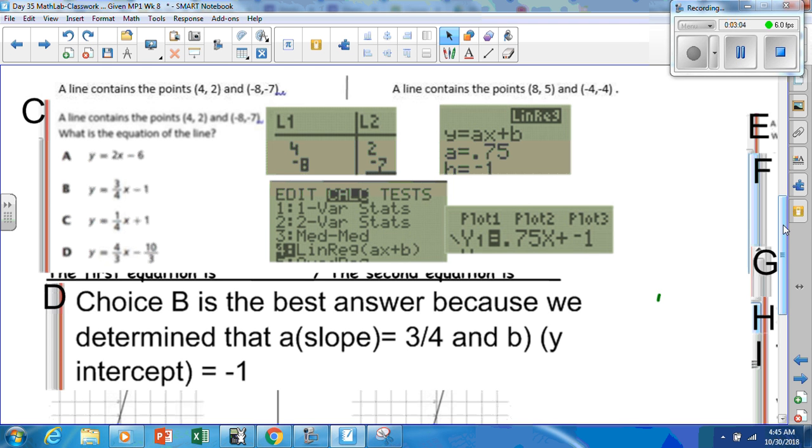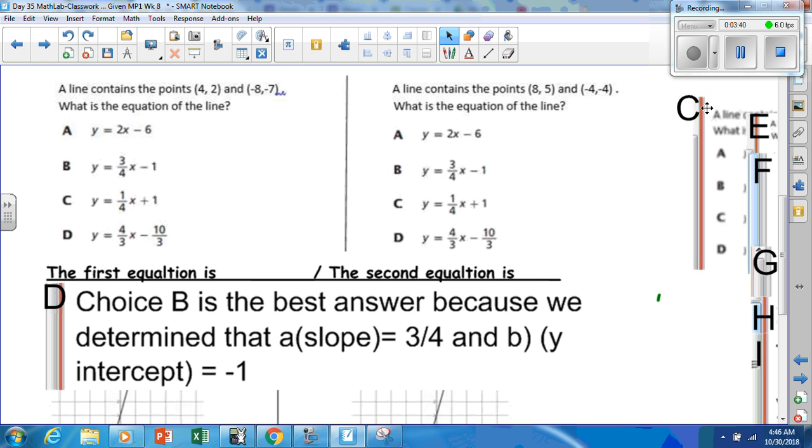We see that my slope is 0.75 and my y-intercept is -1. Well, it makes sense that we could eliminate A, eliminate C, and eliminate D. All right, so B is the best choice. All right, let's analyze the next question. In the next question, we're being asked, hey, same functions, different points. So does the different points mean that we're going to have a different function?